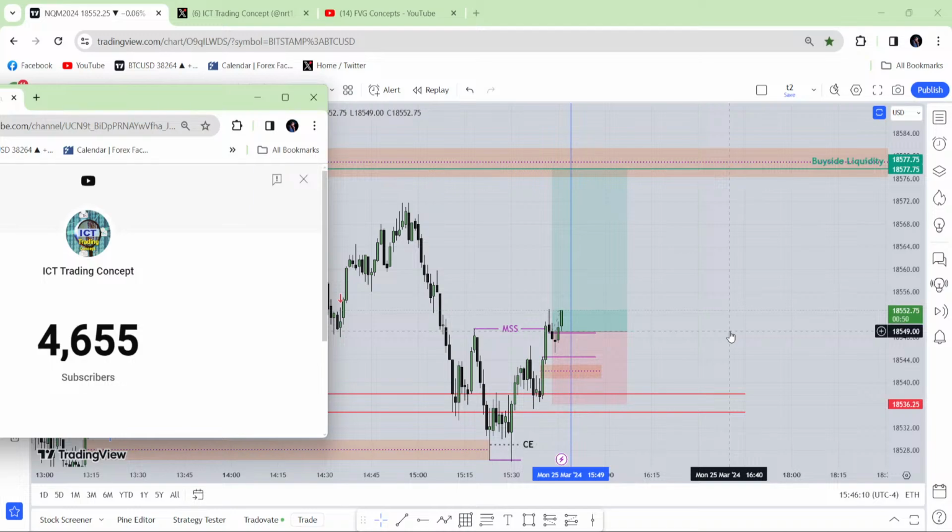No, I'm not going to take the entry. Is my English understandable, guys? I told you this is the only entry I saw today, which is absolutely perfect. The A plus plus setup. This is the A plus plus setup.